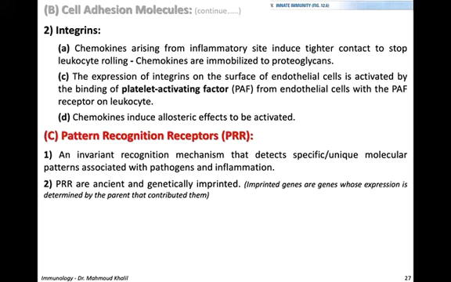So what about the pattern recognition receptor, PRR? It's an invariant recognition mechanism that detects specific unique molecular patterns associated with pathogens and inflammation. These PRRs are ancient and genetically imprinted.